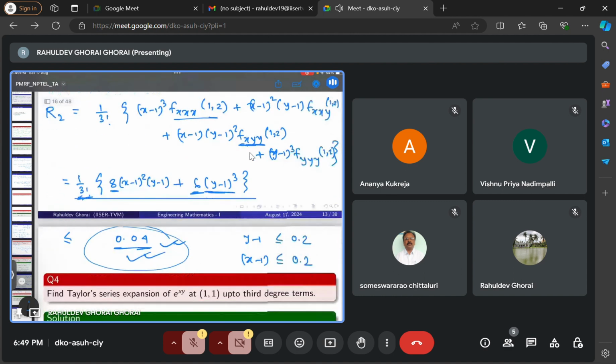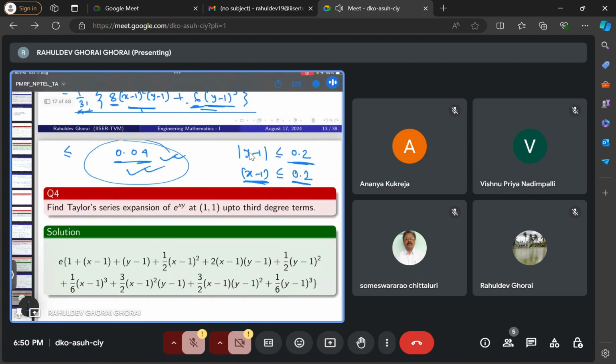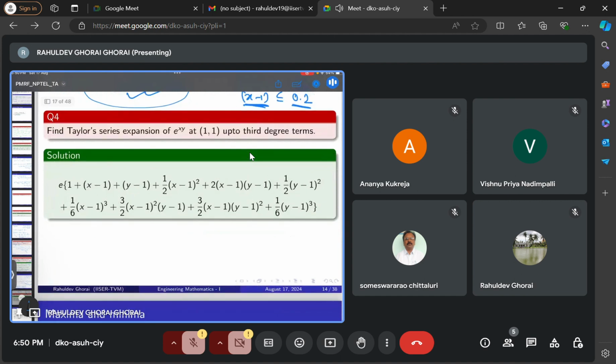So the last one you mainly just have to calculate. You put modulus of y minus 1 less than or equal to 0.2. So you take (y minus 1) whole cube, that will also be less than or equal to 0.2 whole cube, and then (x minus 1) whole square times (y minus 1) will be less than or equal to 0.2 whole cube. So these terms will be 0.2 whole cube, and this 1 over 3 factorial one will be 8 times 0.2 whole cube, and one will be 6 times 0.2 whole cube, and 1 by 3 factorial. You calculate this and you get it. The answer will be 0.04. Okay, so this was repeated.